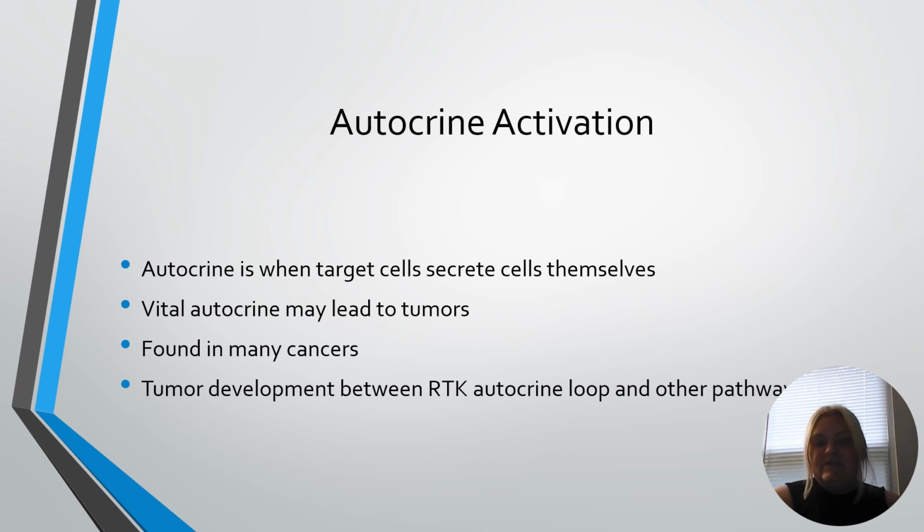Lastly, we have autocrine activation. Autocrine refers to the situation in which cells are secreting factors to themselves. Autocrine plays a large role in the body. Vital autocrine activation can lead to tumor formation. Autocrine activation RTKs are found in several different cancers, for example, TGF alpha and EGFR, or HGF and MET, or SCF and KIT autocrine loops. RTK autocrine loops can work with other autocrine growth pathways, which will result in tumor development.